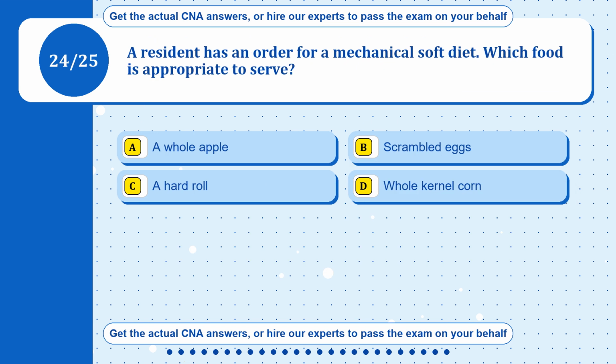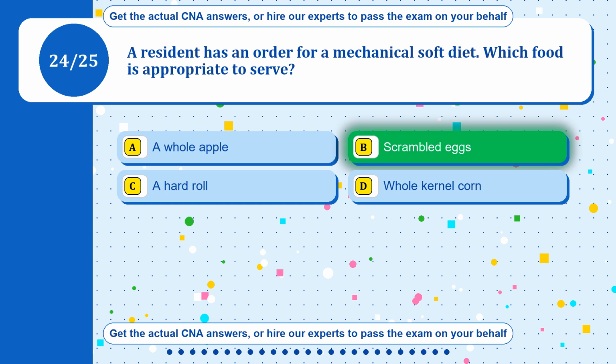Question 24. A resident has an order for a mechanical soft diet. Which food is appropriate to serve? Option A, whole apple. Option B, scrambled eggs. Option C, a hard roll. Option D, whole kernel corn.